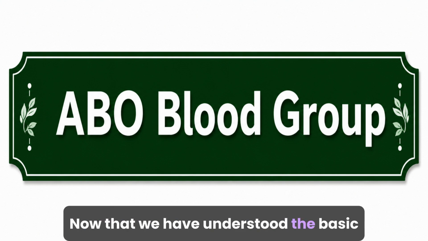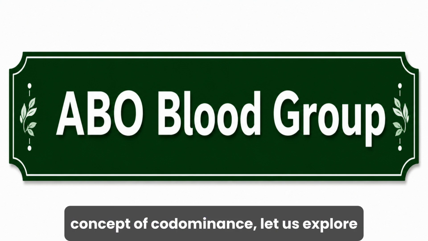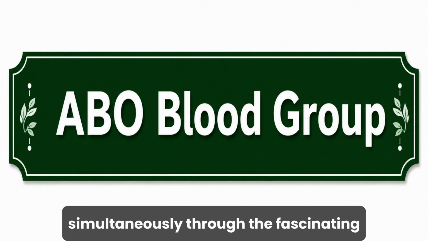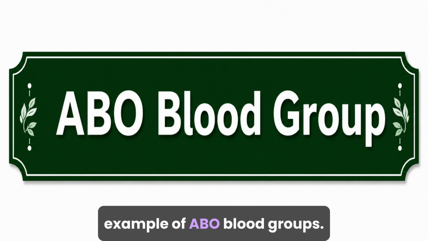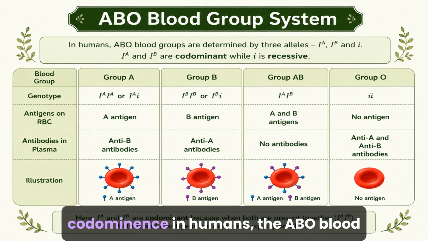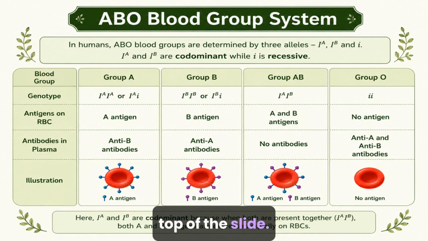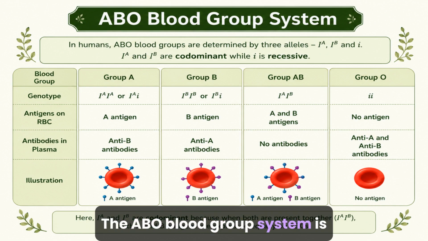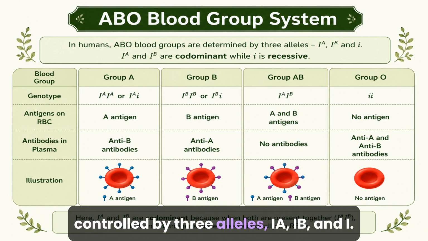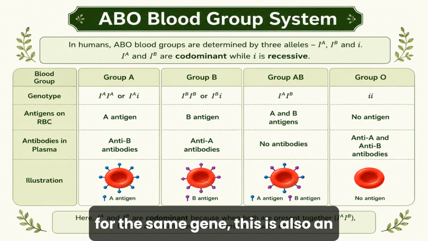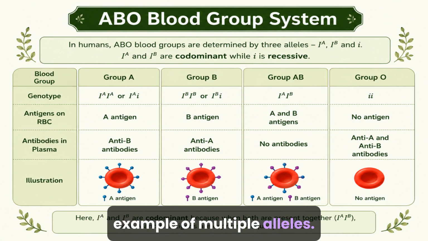Now that we have understood the basic concept of codominance, let us explore how both alleles express themselves simultaneously through the fascinating example of ABO blood groups. Codominance in humans, the ABO blood group system. First of all, notice the statement at the top of the slide. The ABO blood group system is controlled by 3 alleles, IA, IB, and i. Since more than 2 alleles are present for the same gene, this is also an example of multiple alleles.